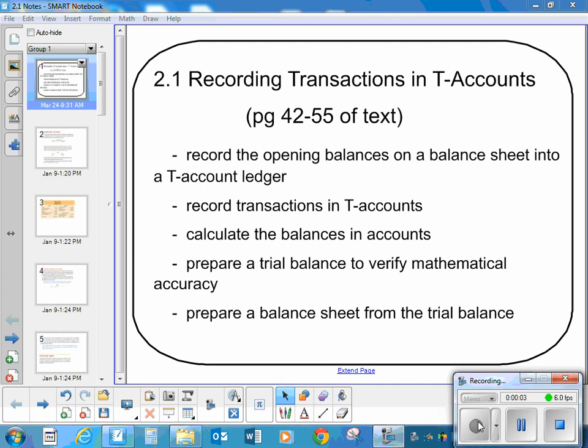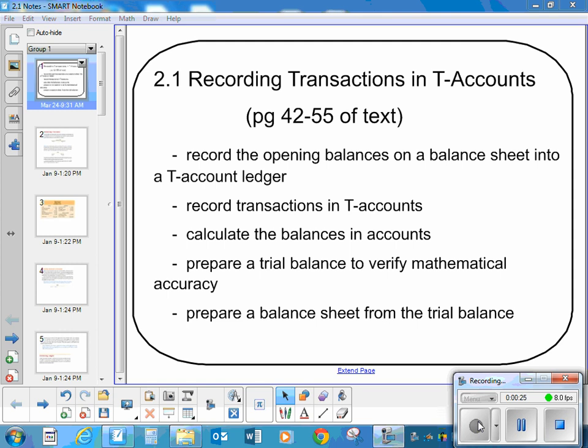Okay, so 2.1, recording transactions into T accounts. I'd already told you that we had used a transaction analysis sheet, which was not an actual formal document that accountants make. We're going to go into something a little more detailed now. We're going to talk about T accounts. These are just going to be something that we use while we're learning. Accountants will not be using T accounts.